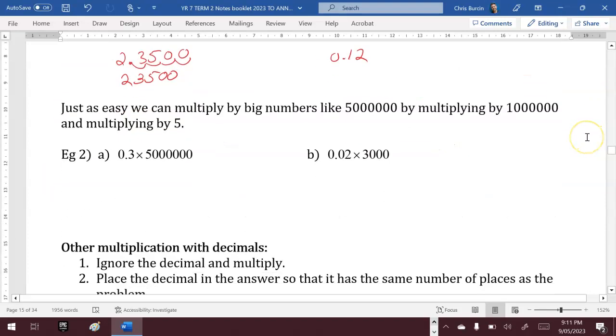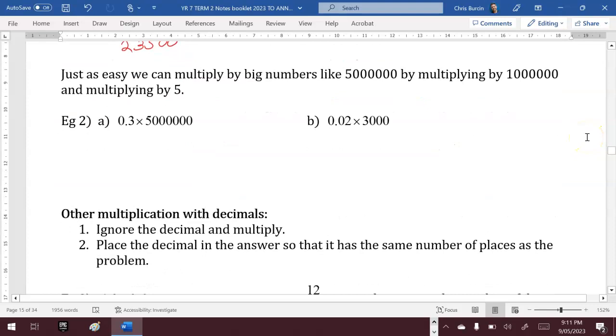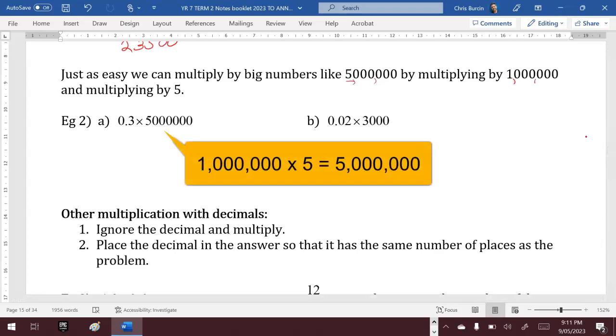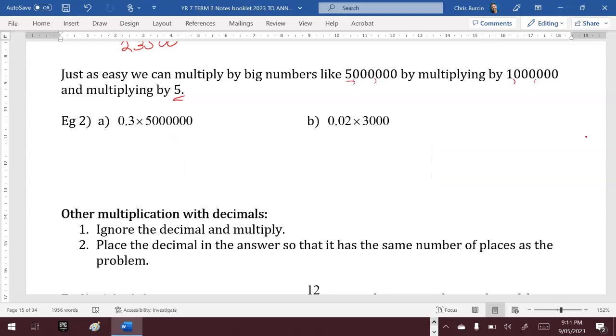We can handle it. Now you might have something a little bit funkier, multiplied by bigger numbers like 5 million with 6 zeros. So what we'll do is we'll multiply by 1 million, and then we'll multiply by 5. So let's just pretend here that we have 1 million. We're not going to forget about this 5. We're going to bring him back in a bit. That's important. But first of all, we're going to multiply by 1, 2, 3, 4, 5, 6 zeros.